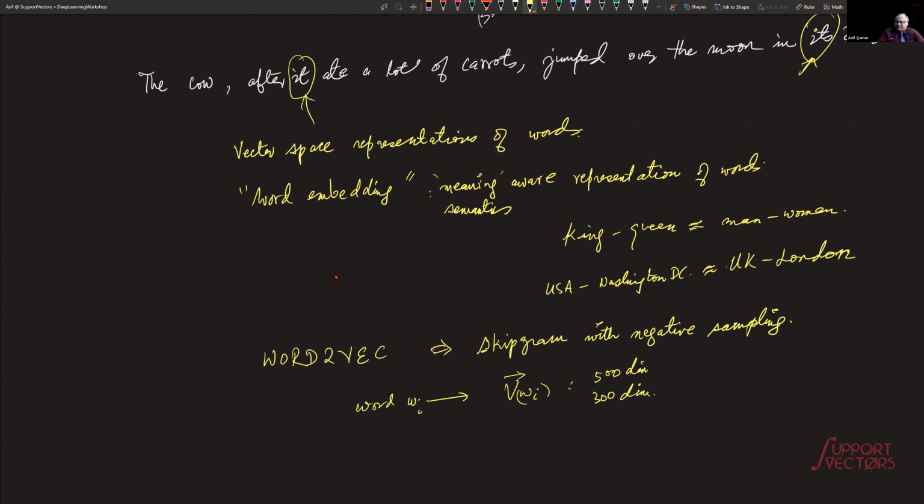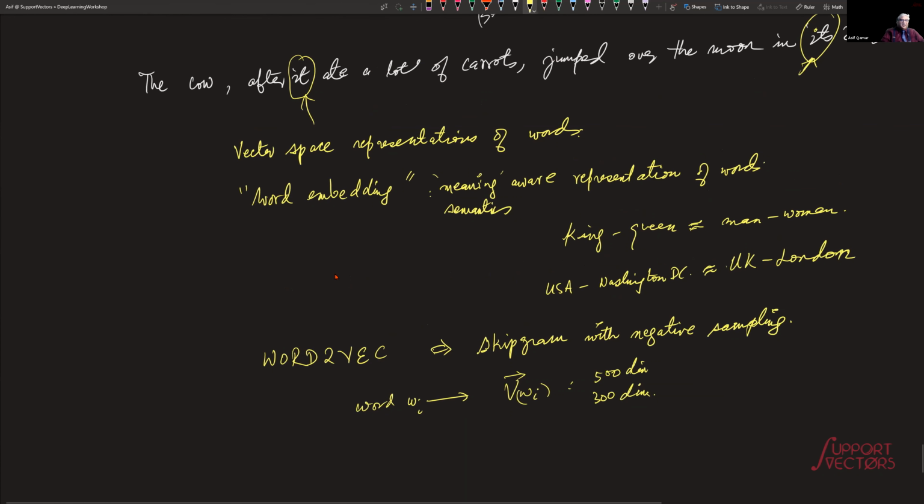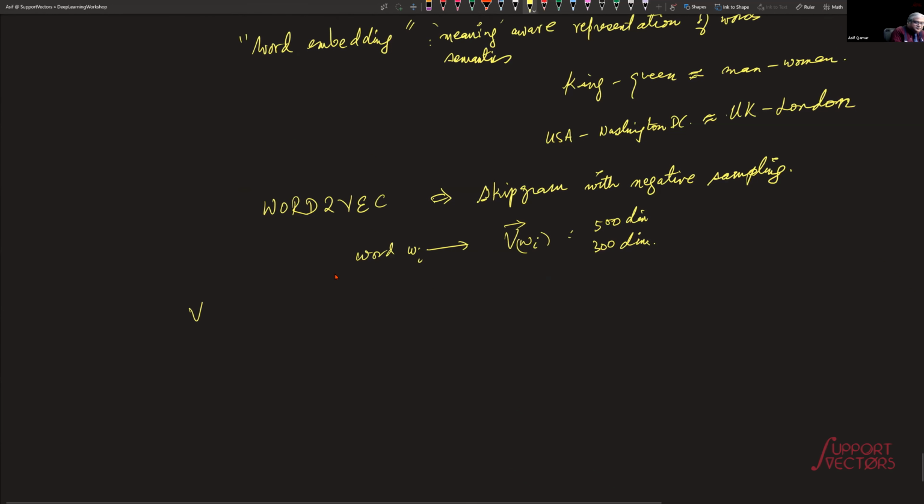As a recap, let's go back and take this sentence all over again and represent each of these words with its vector. There will be a vector for "the", a vector for "cow", and so on and so forth. Are we together, guys? Each of these words in the sentence we can represent as a vector.